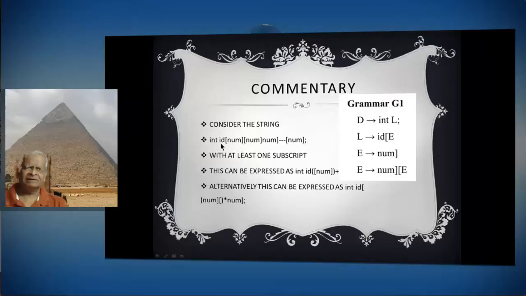We consider grammar G1, with ID and multiple dimensions. This can also be written as follows. The declaration can be written as ID, open bracket, num, closing bracket, open bracket, num, closing bracket, 0 or more times, terminated by num closing bracket. This is a regular expression for it. This correctly gives me correct declarations. So grammar G1 is correct. It gives me the proper declarations of one or more dimensions.